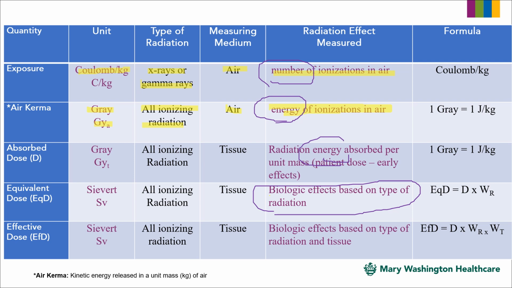And it's looking at the equivalent dose, which is the dose times the radiation weighting factor. The effective dose is the biological effects based upon radiation in tissue, and it's looking at the dose times the radiation weighting factor times the tissue weighting factor. So it includes both the radiation weighting factor and the tissue weighting factor.